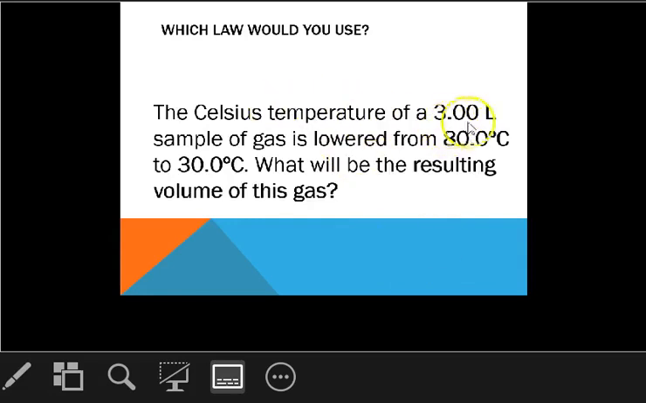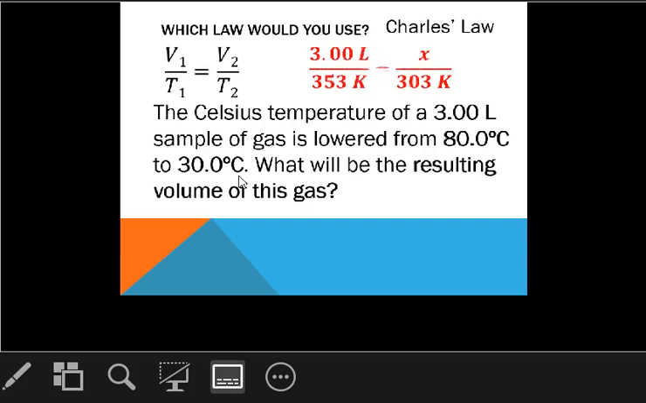The Celsius temperature of 3 liters of a gas sample is lowered from 80 to 30. What's the resulting volume of gas? So we've got a change in temperature. They're asking you to solve for a volume. That's Charles's law. V over T equals V over T.